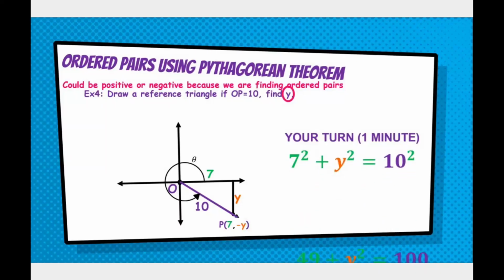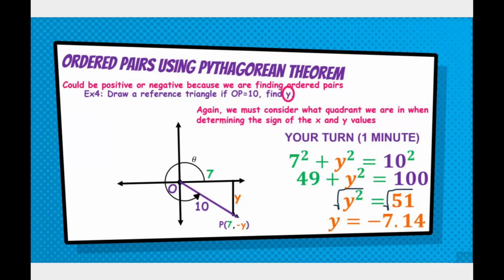So using Pythagorean theorem, we got 49 plus y squared equals 100, subtracting 49 from both sides, and we're going to take the square root of 51. This is going to give us a positive number in our calculator, but we need to make sure we make that a negative, and the reason why, once again, is because we're in quadrant 4, and I'm asking for the y value in quadrant 4. So that is going to be approximately negative 7.14.